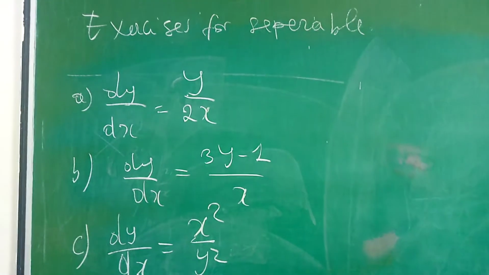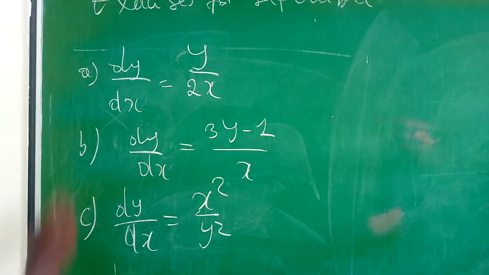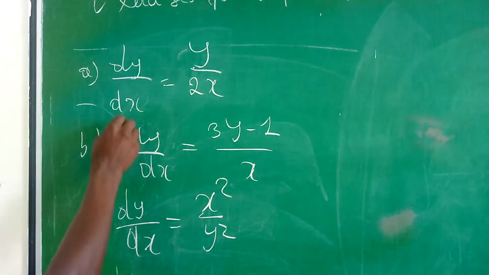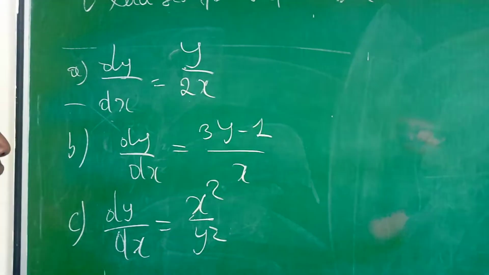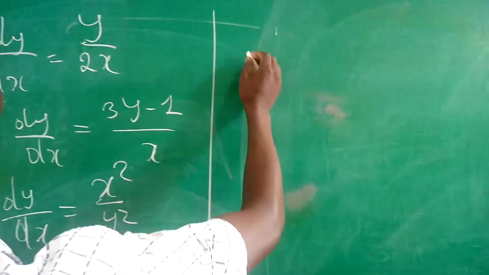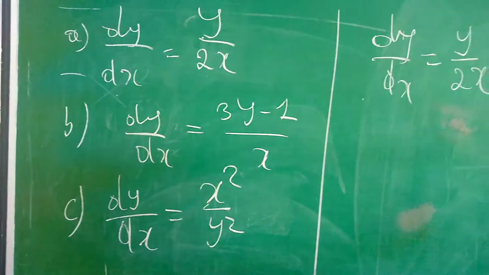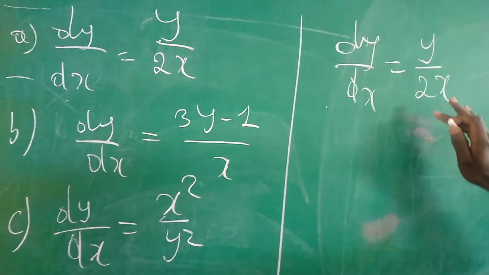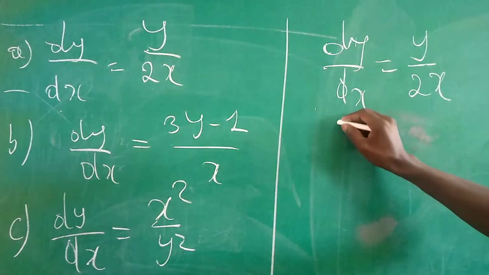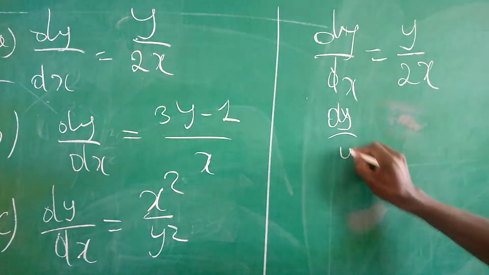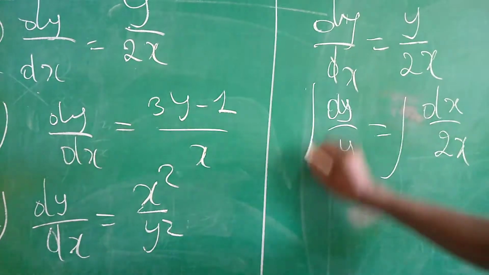In this video we are just going to do exercises for separable equations. The first one we have is dy over dx equal to y over 2x. Let's find how we can do this. As it is separable, we separate each side with its variable. dy over y is equal to dx over 2x, and then we integrate both sides.